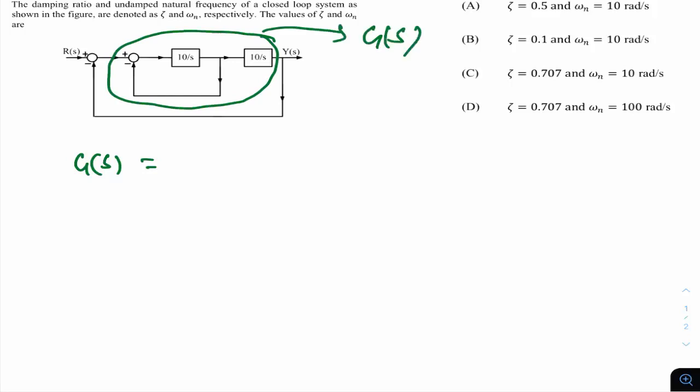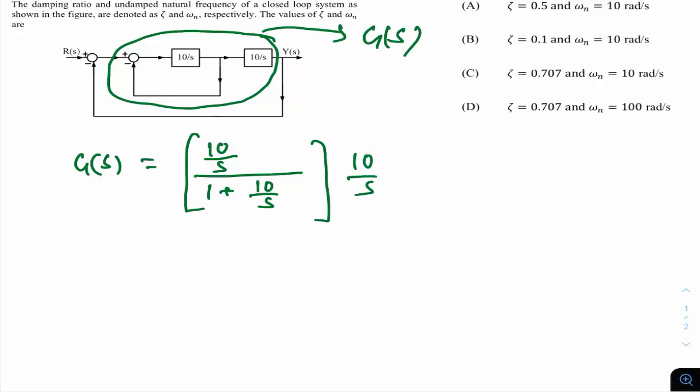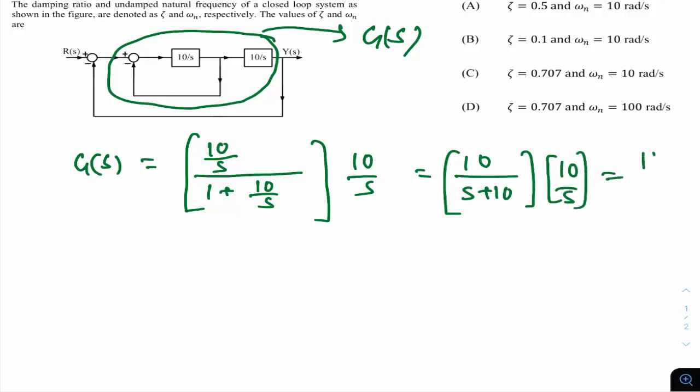Okay, so if you see, this will be 10 by S divided by 1 plus 10 by S. This whole is multiplied by 10 by S, isn't it? If you simplify, if you multiply S in numerator and denominator, that is 10 divided by S plus 10. This is multiplied with 10 by S. So this happens to be 100 divided by S square plus 10S.